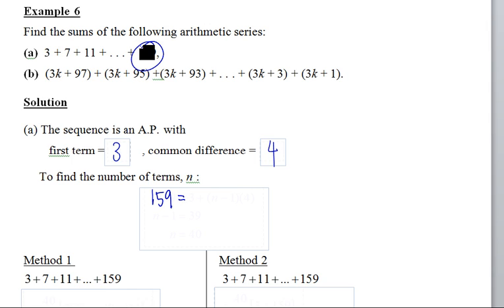This is the nth term, and we are actually trying to find what is n. This must equal 3 plus (n minus 1) times 4. Of course, it's actually the same as taking this minus this, divide by 4, plus 1. Then you get n minus 1 equals 39, n is 40. So now we know there are 40 terms.